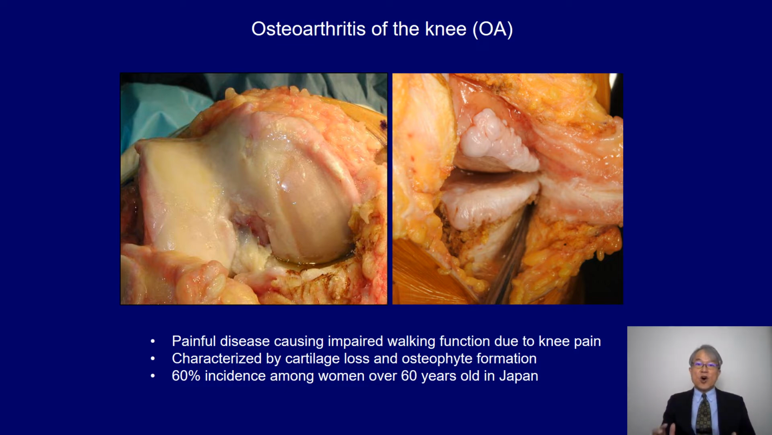Osteoarthritis of the knee, OA, is a painful disease causing impaired walking function due to knee pain, characterized by cartilage loss and osteophyte formation. It has a 60% incidence among women over 60 years old in Japan.